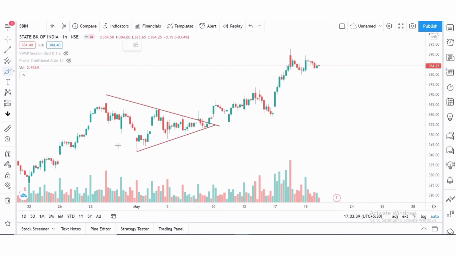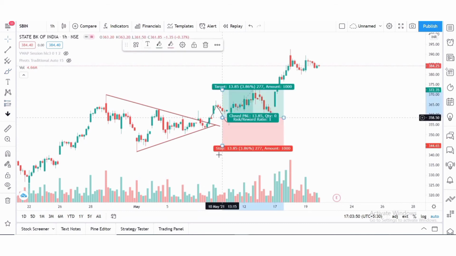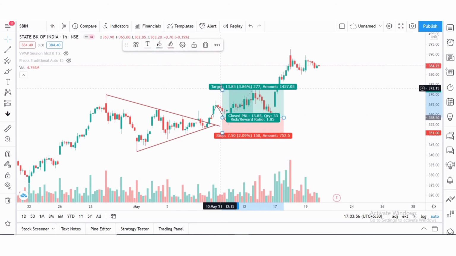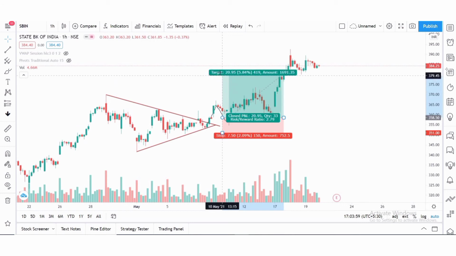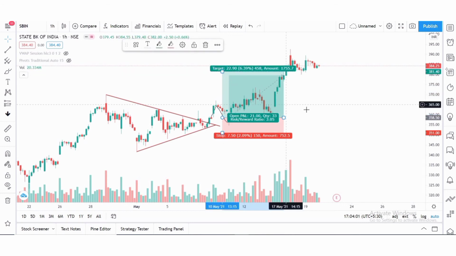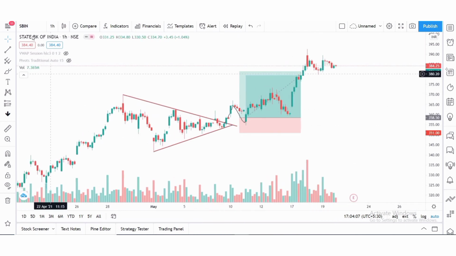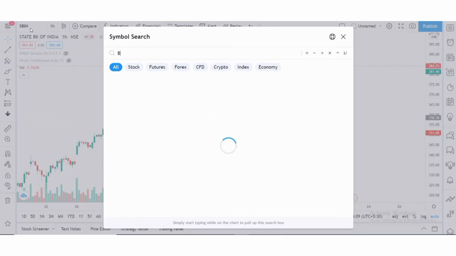So what happened? The price made a breakout here and gave a retest. After the retest, this was the perfect time to enter. If you wanted to go long, you could have entered here, keeping the stop loss below this lower trend line. We can take our risk reward ratio up to 1:2 or even 1:3, which got achieved. So yes, I think you got an idea how to take a swing trade on the basis of a symmetrical triangle. Now we look at the chart of Bank Nifty.